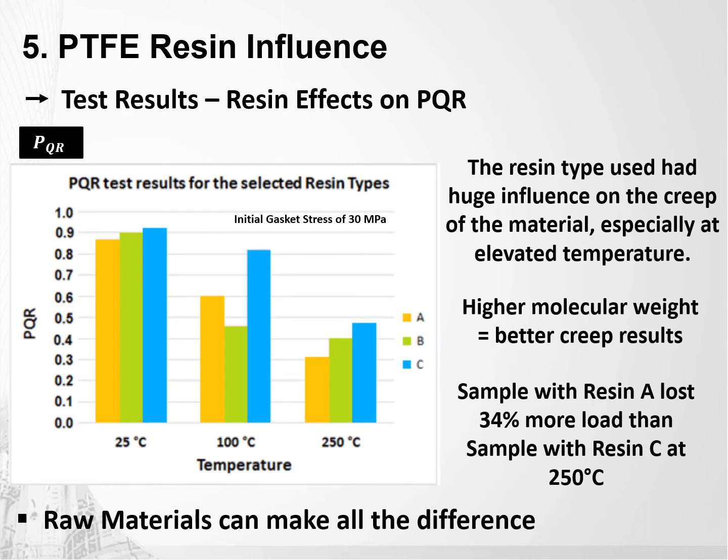Raw materials can make all the difference. The resin type used had huge influence on the creep of the material, especially at high temperature. We can notice that the higher molecular weight resins have a tendency to give better creep results. If we look at the 250 degrees test results, for instance, it's possible to observe that the sample with resin A lost 34% more than the sample with resin C. And remember, resin A is the one we used in our skived comparison. So if we had used resin B or C in our previous tests, the performance gap would have been much higher.